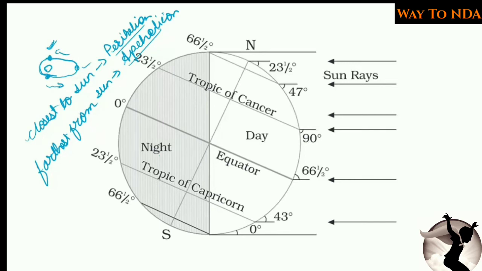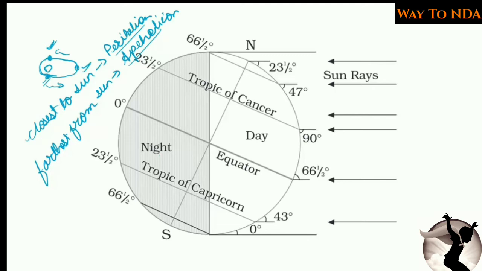Perihelion is the position of earth when it is closest to the sun, and aphelion is the position of earth around the sun when it is the farthest from the sun, and it also determines the incoming solar radiation. So in the aphelion, when earth is farthest from the sun, the incoming solar radiation will be less, but when earth is closest to the sun, that is the perihelion, at that time the incoming solar radiation will be high. Okay, so these are some of the important factors which determine the incoming solar radiation.